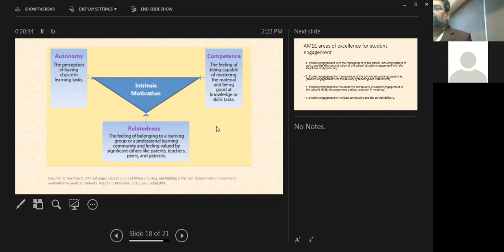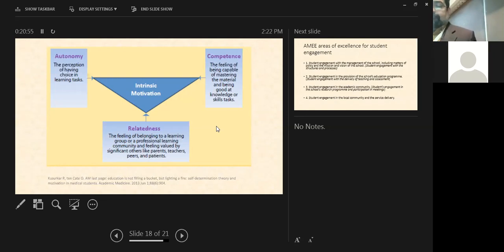If they feel competent at it, like when we saw self-efficacy, this will enhance intrinsic motivation as well. And of course, autonomy. If they don't have a choice, then it's external motivation, right? They should have some choice in the matter. They should have some control.